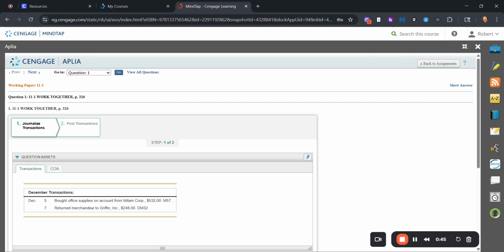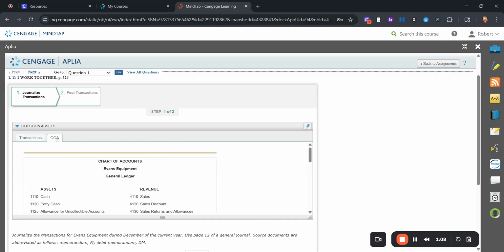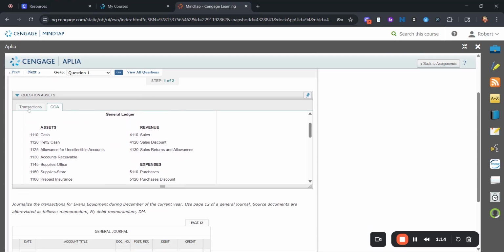And then we're going to use an accounts payable ledger, and we're going to use the company's ledger that created the transaction, or that was involved with the transaction. So we've got 2 transactions. We've got our chart of accounts, so we can look for official account titles if we need to.